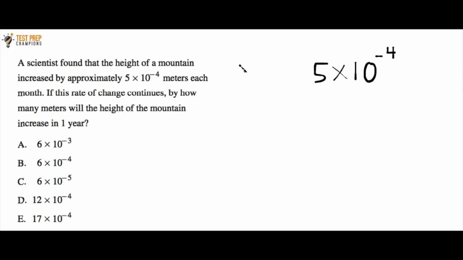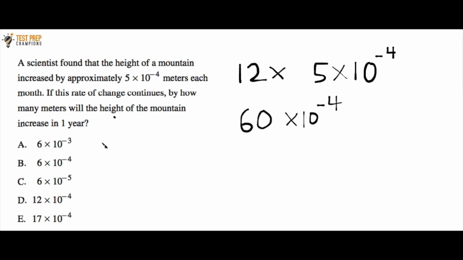And 1 year is equal to 12 months. So the first thing I want to do is 12 times 5 times 10 to the negative 4. We can start off by doing 12 times 5. So 12 times 5 is 60. So we can rewrite this as 60 times 10 to the negative 4. All right? So 60 times 10 to the negative 4.